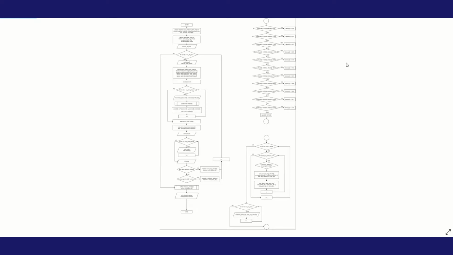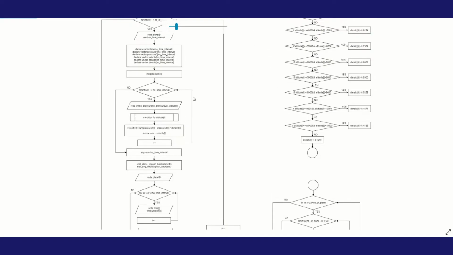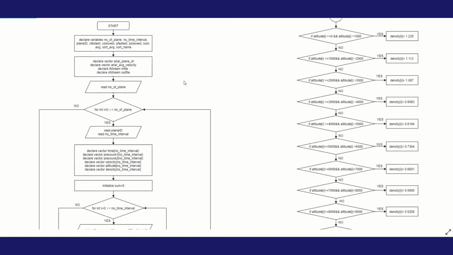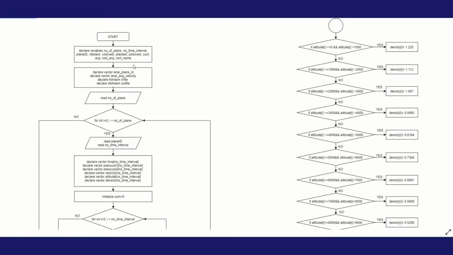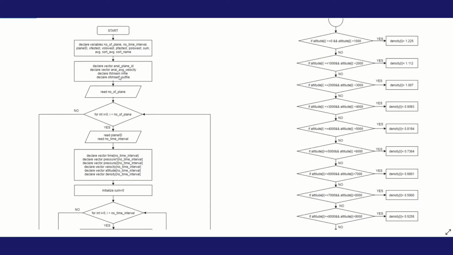Okay, if you look at this, there are 3 flowcharts. Actually, these are the main flowchart, and these 2 flowcharts are for the subprocess, which I will explain later. So, if we look closely at the main flowchart, firstly, we declare the variables that are needed for value storage and also for the calculations. And then we also declare the necessary variables for the vectors that we need.